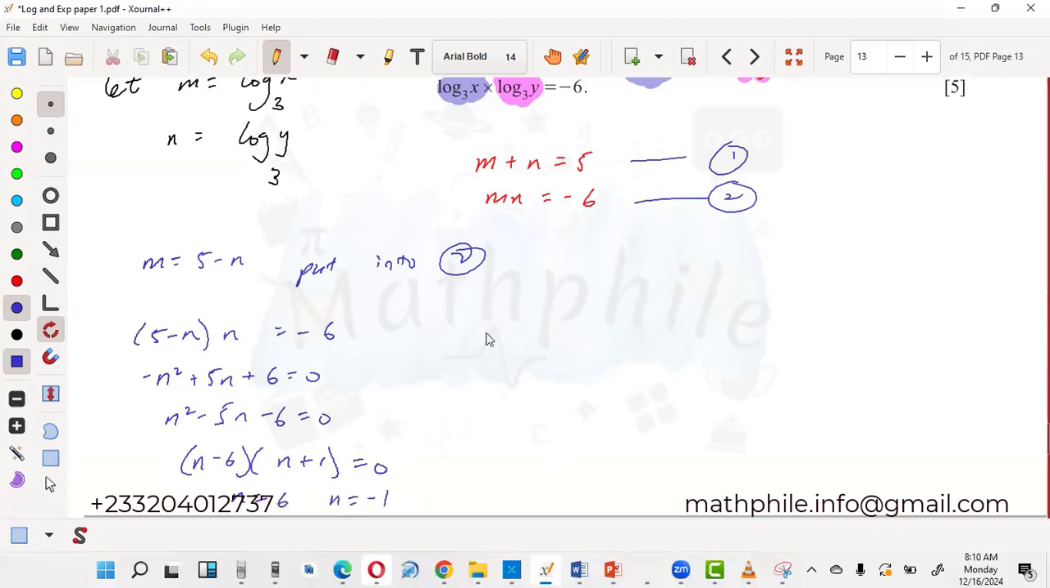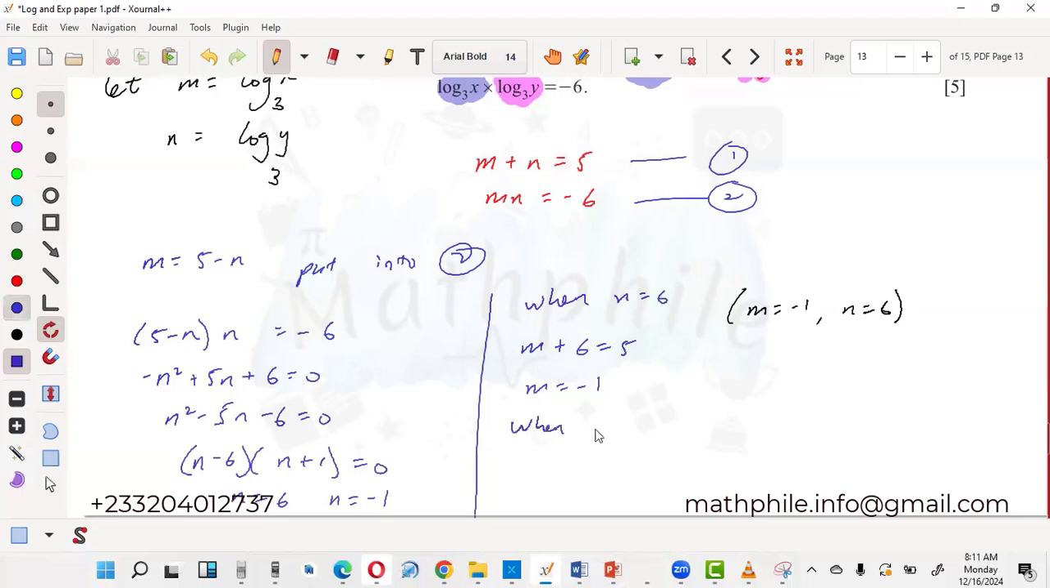So we can find the value of m. When n equals 6, m plus 6 equals 5, which means that m is equal to negative 1. Then the first pair of answers, we've got m equal to negative 1 and n equal to 6. The next pair of answers is basically the reverse. So m equal to 6 and n equal to negative 1, because there's a product.